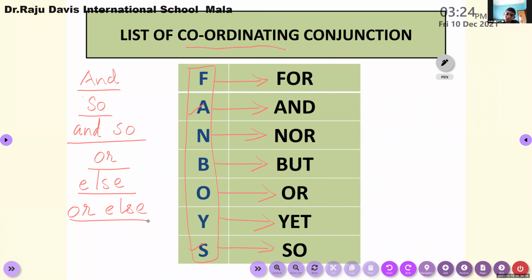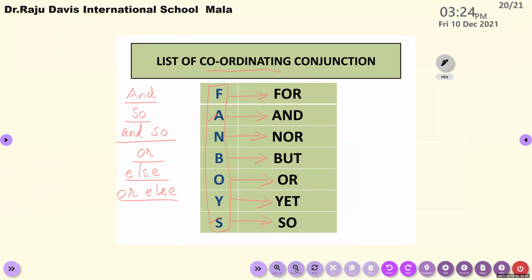Then either, or, neither, nor, otherwise, and still, not till. Till is a subordinating conjunction. Still is a coordinating conjunction. These are the other list of coordinating conjunctions apart from fanboys.